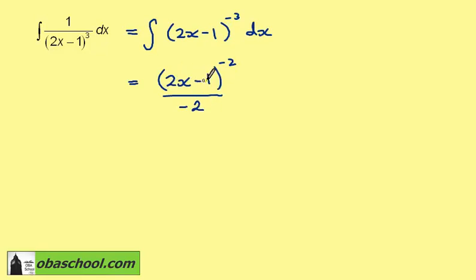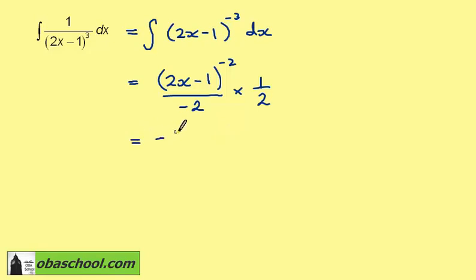The differential of 2x minus 1 is 2, and so we multiply by a half, which is the same as dividing by 2. Remember, when we differentiate, we multiply by the differential of the inside function, so when we integrate, we divide by it.